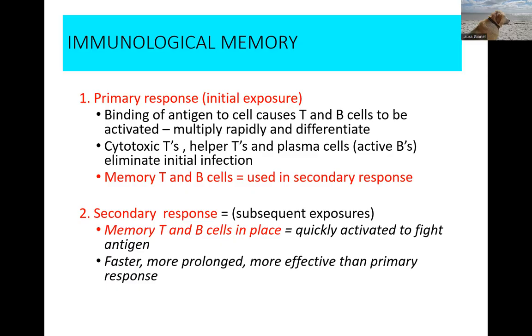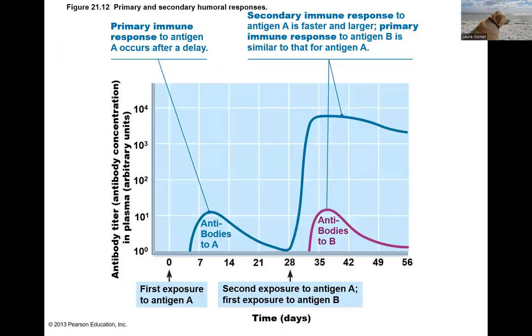But upon secondary exposure, it takes a fraction of the time for you to max out. Not only do you max out, but the antibodies you're going to make are about 4 times as many as you did from the primary response. And you're going to do it in a quarter of the time, if not less. So in your secondary response, a subsequent exposure, those memory T's and B's are in place, boom, and they quickly activate to fight against the antigen. Faster, more prolonged, more effective response than the primary response.